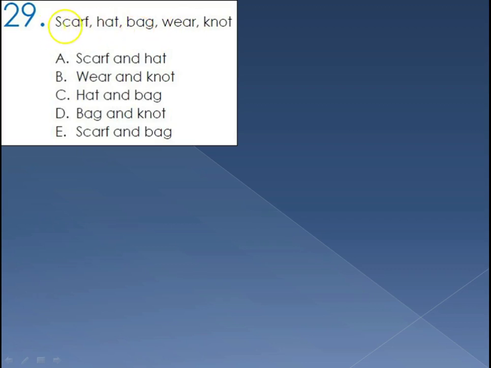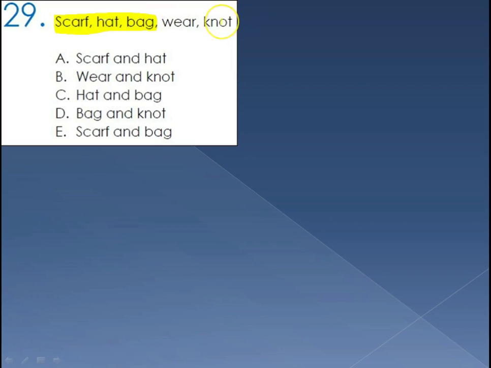I would see that scarf, hat, and bag are all accessories, things that you wrap around you or put on. You can put a hat on, a scarf on, and a bag. Now wear is similar because you can wear all these, but it's not actually an item of clothing. You could categorize these 3 as things I wear or things I can accessorize myself with. You can wear a bag, a hat, a scarf, but wear is not in the same category. It's not an actual item.